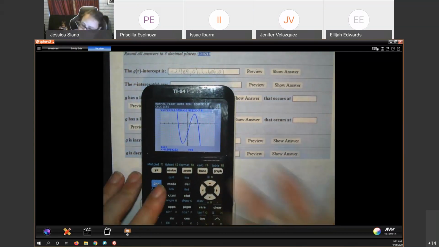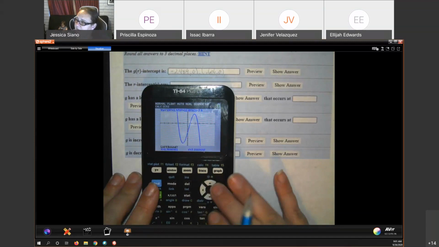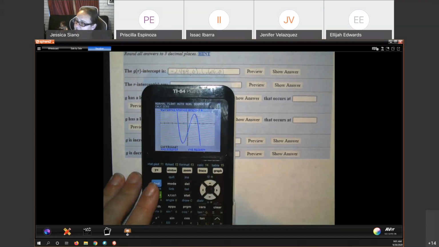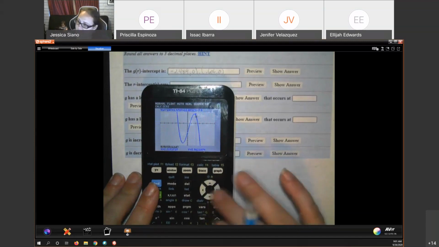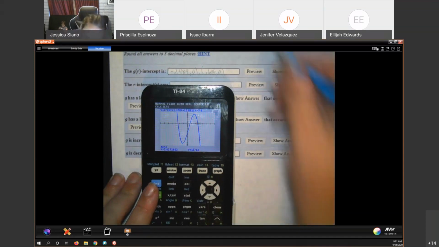One more time. Second and then trace to get to calc. 0. Anywhere to the left of this last 0. Anywhere to the right of this last 0. 2.617.